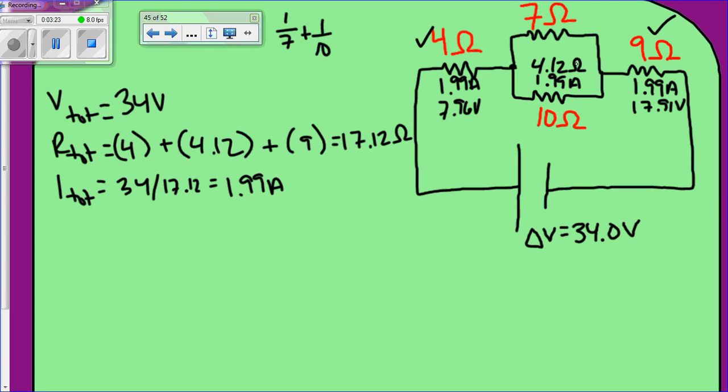Now we need to go inside the parallel circuit to solve for the 7 and the 10. We've solved for what the R tot is for the parallel circuit, and we've solved for the I tot for the parallel circuit. The last thing we need to do before we move on is we need to solve for what is the V tot for just the parallel circuit. So to find V tot, we take our I tot, which is 1.99, times our R tot, 4.12. So the V tot just for the parallel circuit right here is 8.20.